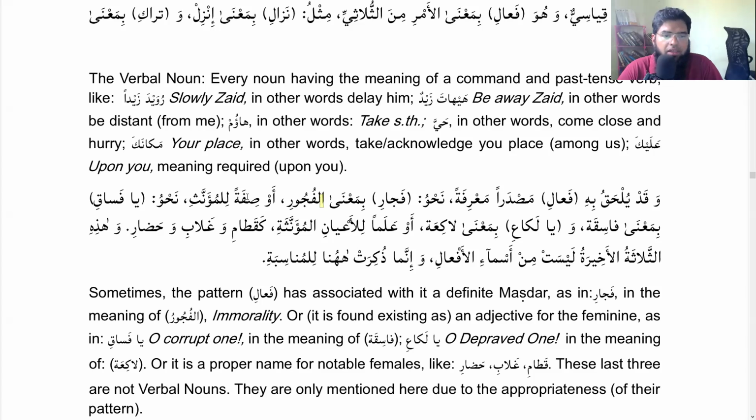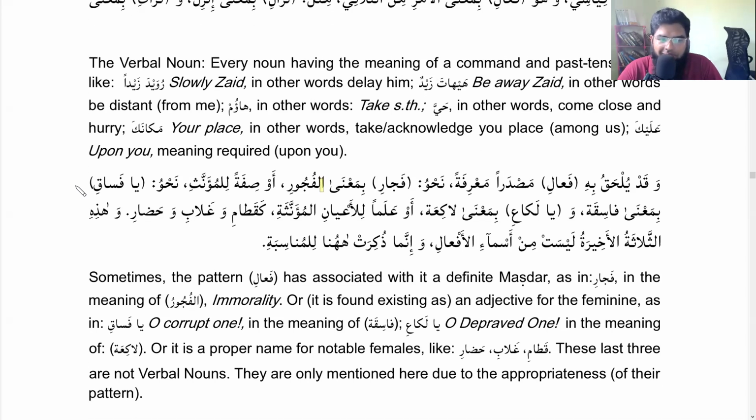أو صفة للمؤنث, it could be an adjective for a female, feminine. نحو يا فساق. Oh, corrupt one. فساق بمعنى فاسقة, for a woman. أو يا لكاع بمعنى لاكعة, depraved one. أو علما للأعيان المؤنثة. He's just giving another, like فعالي, what patterns it would come. Or it could be a name for specific things, like for example, names of notable females: قطام, غلاب, حضار. These could be names.